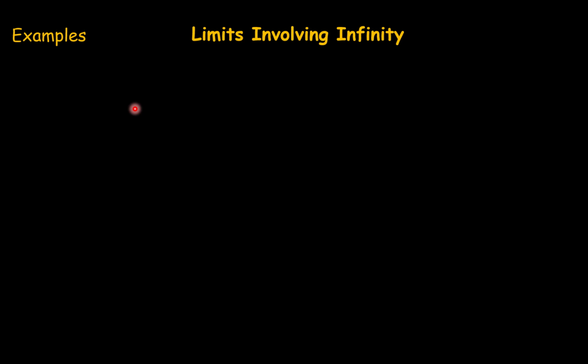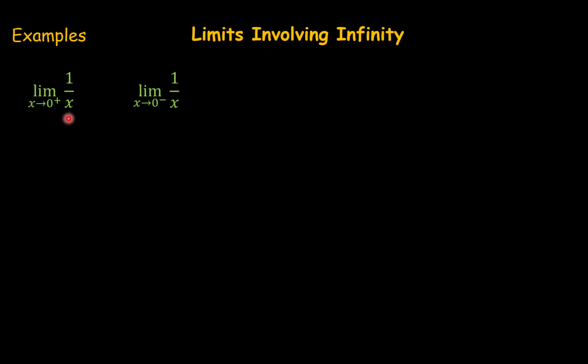We're talking about the limits involving infinity. Let's start with some simple examples. We want to know the limit of 1 over x as x goes to 0 from the right side. Well, let's imagine when x approaches 0, x is a very small number. For example, x is equal to 0.01, and then 1 over x becomes 100.